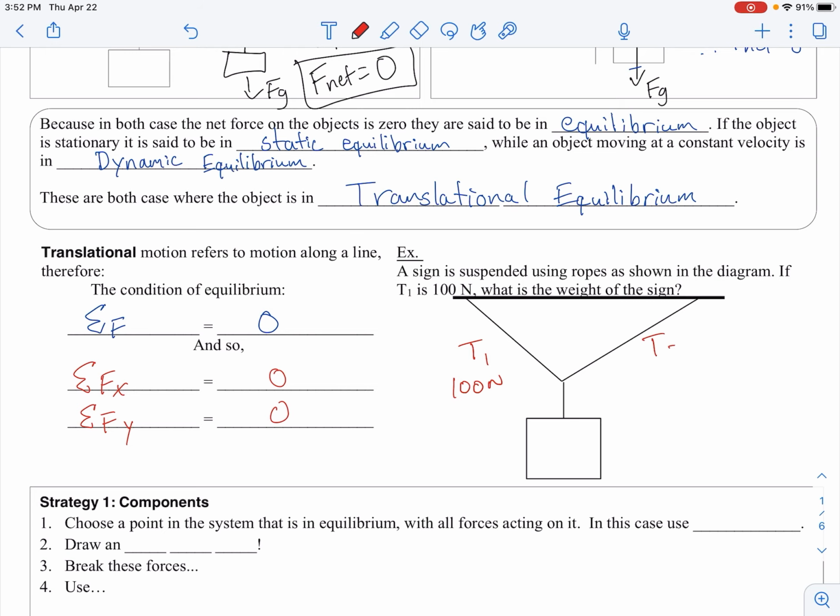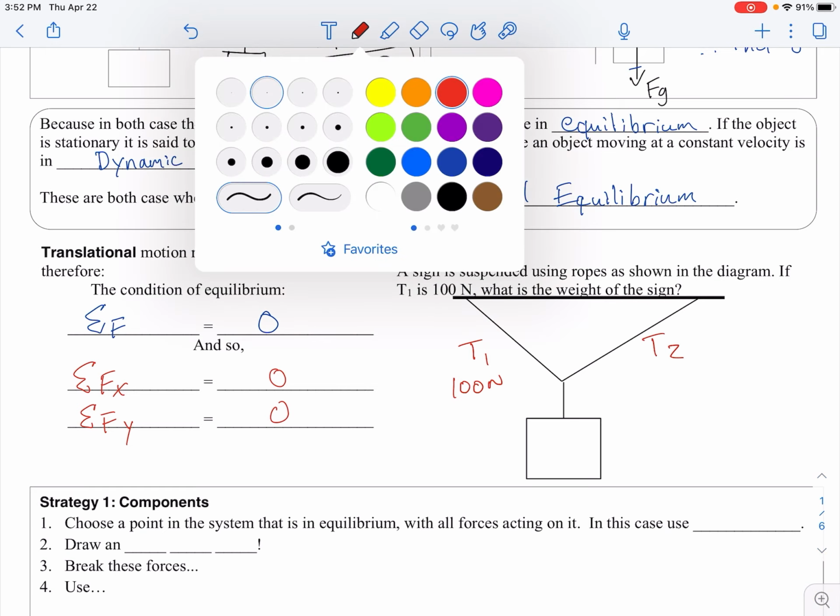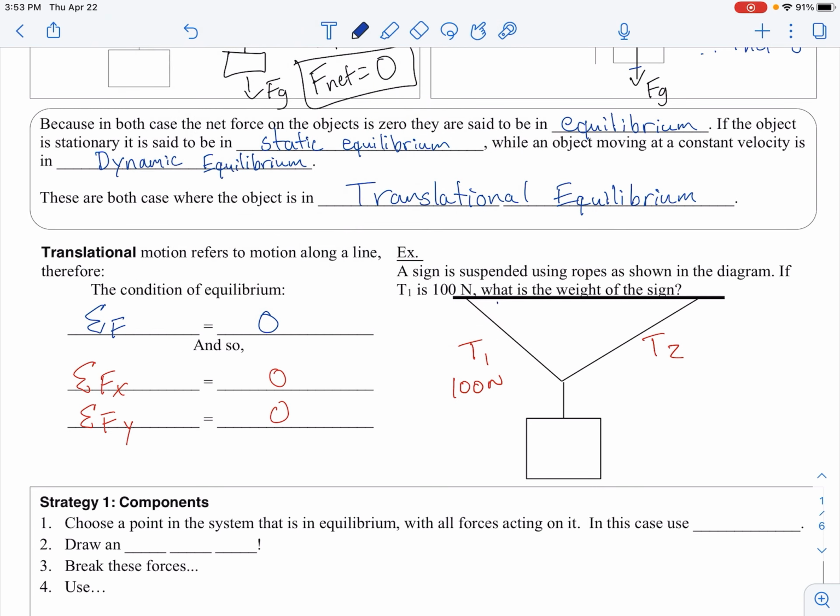So first, we'll call this T2. I'm going to give you guys a couple angles here. So let's say that this angle is 55 degrees. This angle is 25 degrees. All right, so we know T1 is 100 newtons. All right, we can go ahead and solve. So pause your video, then go ahead. All right, so if you're back, we can go ahead and break this down.